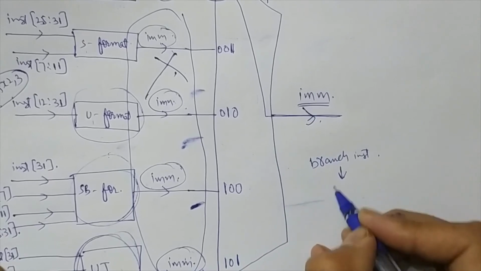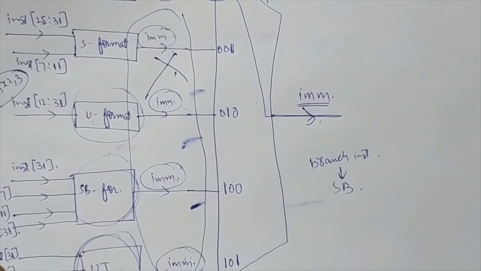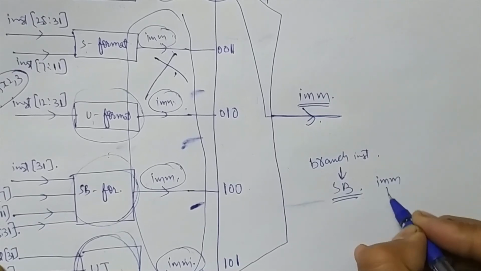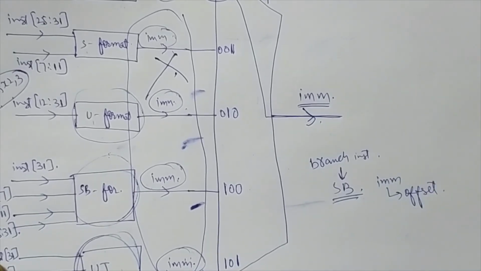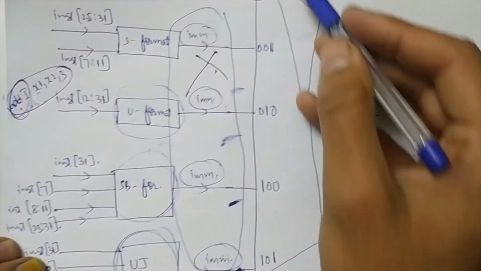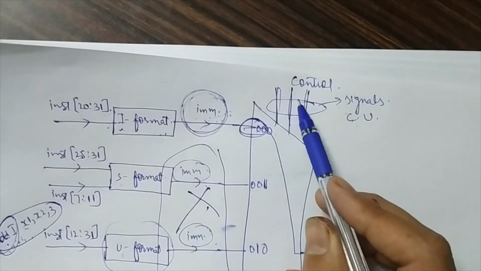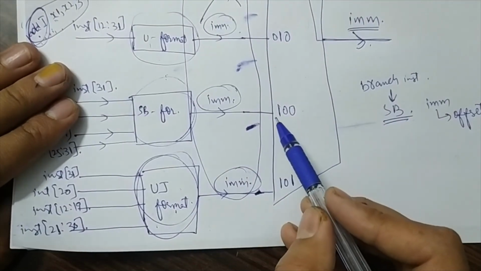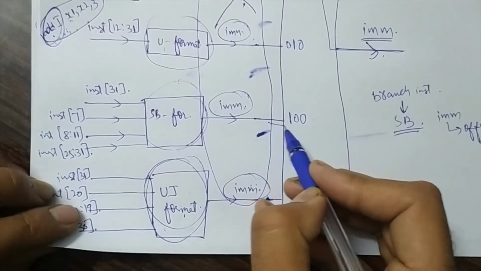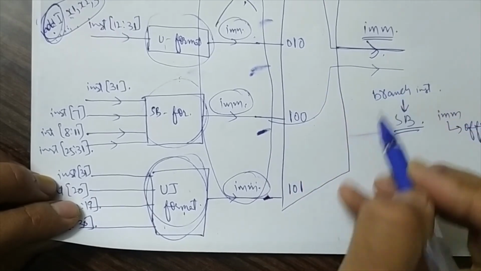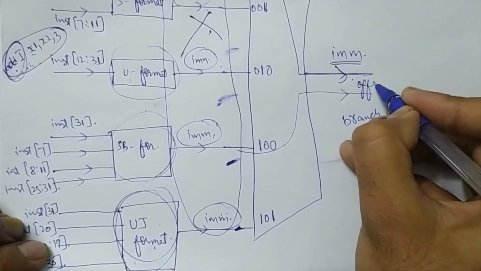And branch instruction is of SB format. So in branch instruction SB format, we find out the immediate. Basically, immediate is our offset there, branch offset. Here, our control signal for that particular instruction will generate signal as 100, so it will choose this particular immediate. And this particular immediate will be our offset.